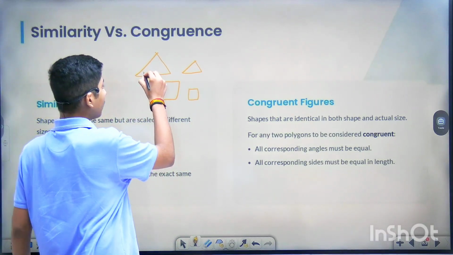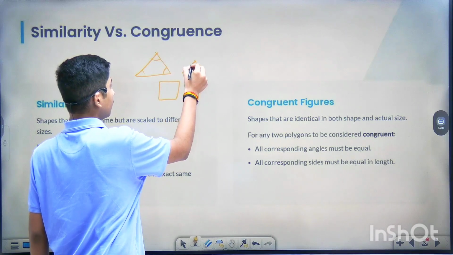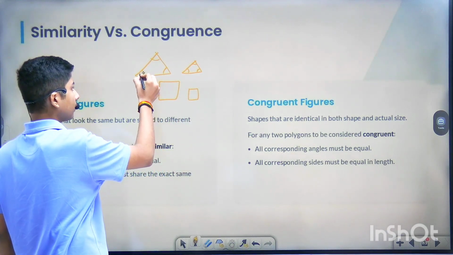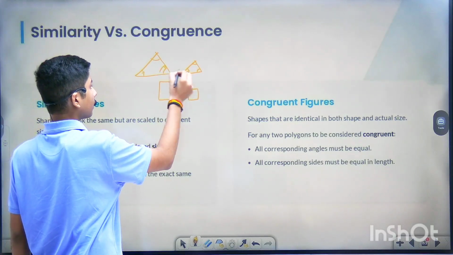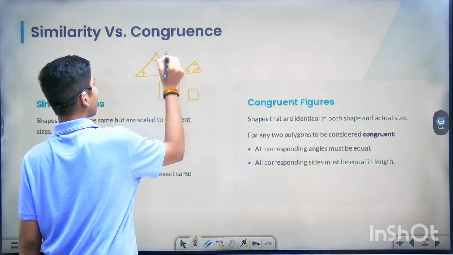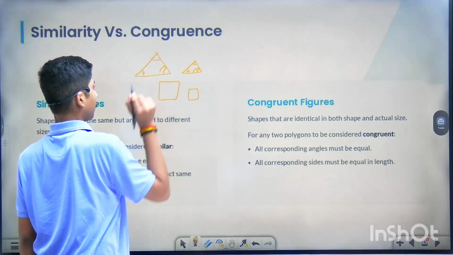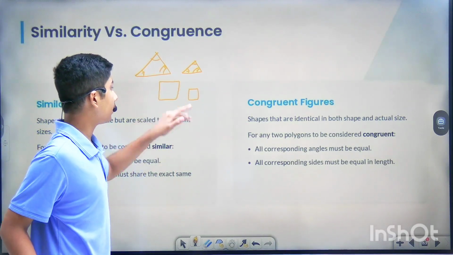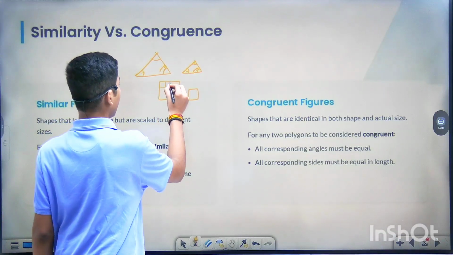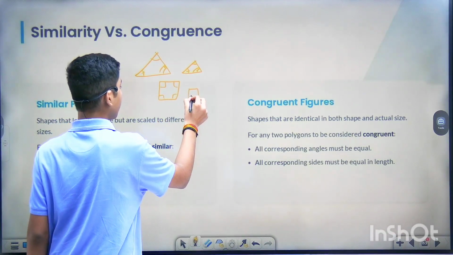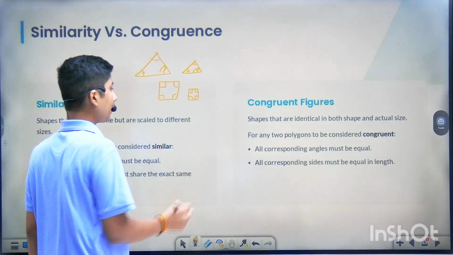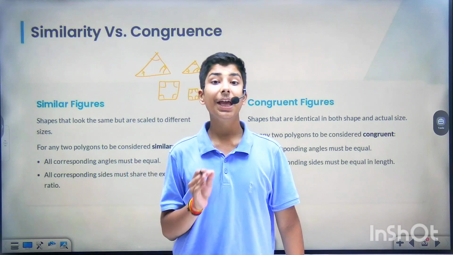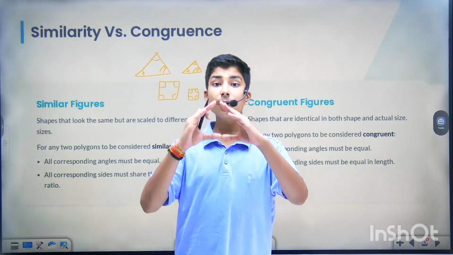See, these angles are equal. These angles of these triangles. This angle of this triangle, this angle of this triangle, and this angle of both triangles are equal to each other. Then these are similar. See, this is 90, this 90, this 90, and all these angles are 90. These angles are equal to each other. These are similar figures. But what's the difference? They are not necessarily equal to each other.